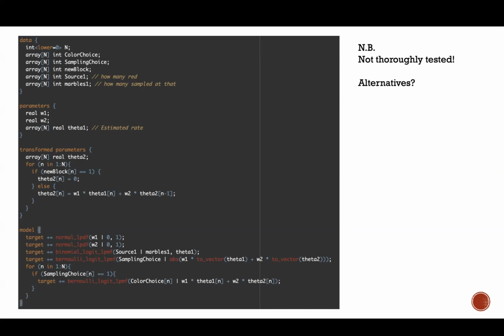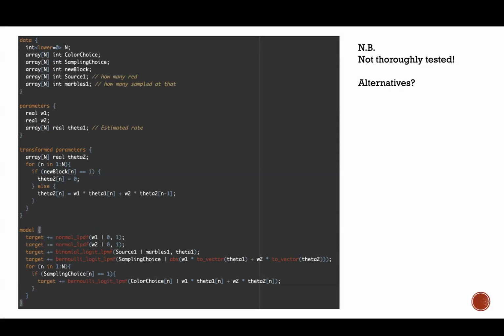Then we would have a new block just before, like whether it has started again. We have source 1 and we have marbles 1. The parameters, now I removed bias so it could stay in one screenshot: W1, W2, and theta 1. The transform parameter is theta 2, which gets updated on a trial by trial basis. That's the posterior that becomes a prior when we keep on sampling.